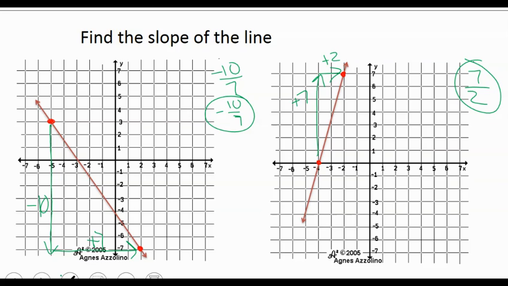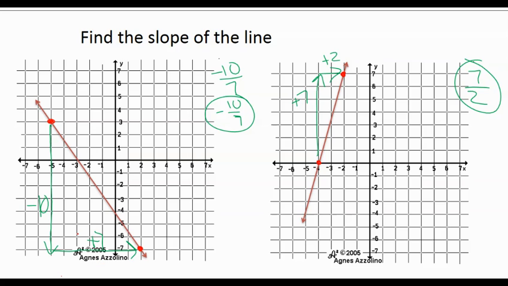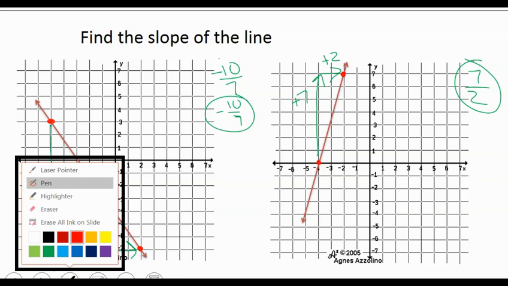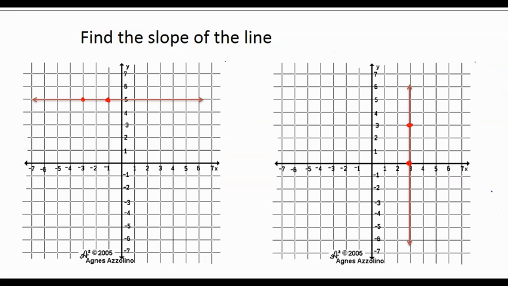If you went the other way on this one, you would have gone down 7, left 2, and you would have got -7 over -2. The negative signs would cancel out, and that's still just 7 over 2. Either way, you get 7 over 2 for the slope. All right, let's look at the next one.